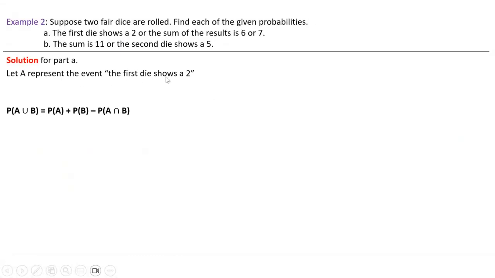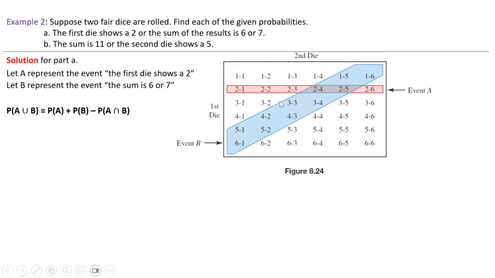Let A represent the event, the first die shows a 2. And let B represent the event, the sum is 6 or 7. Okay, there's all the combinations. So this is event A, right? Event A says the first die shows a 2, right? So you see the first die is a 2. You see there's 1, 2, 3, 4, 5, 6. I mean, it's going to be 36 total, right? That's my sample space. It will be 36 total because we got 6 across and 6 down. So 6 times 6 is 36. Now for the event A, it's going to be 6.